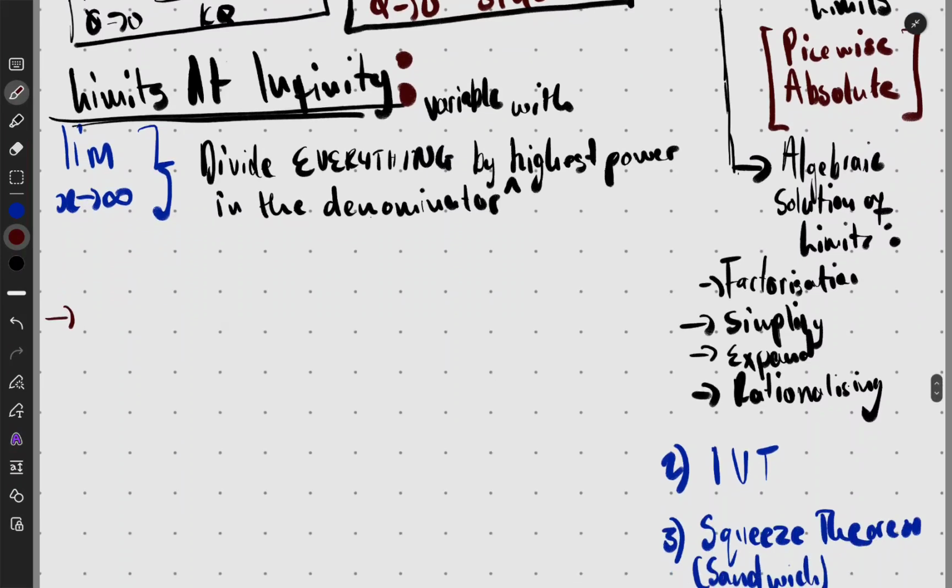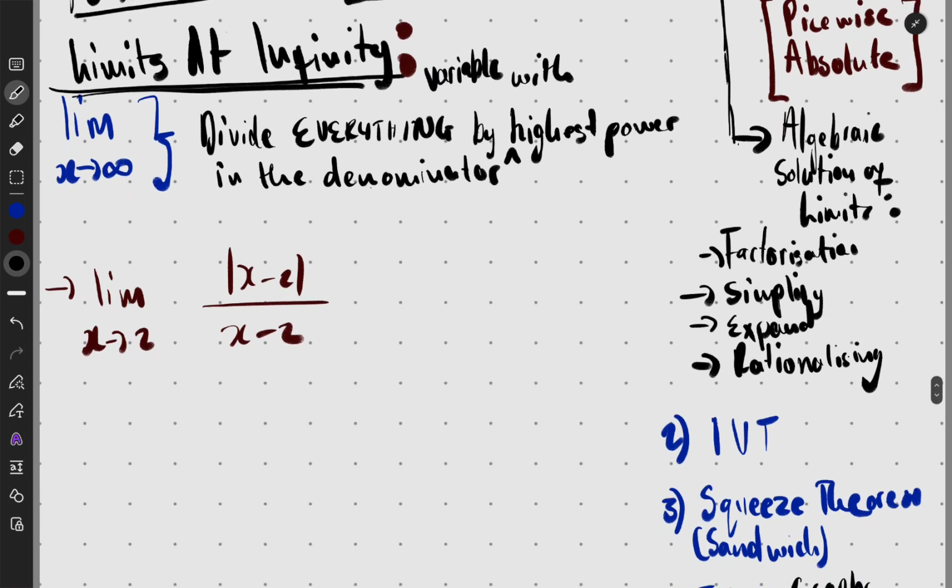So let's say you're going to get the limit as x approaches 2 of the modulus of x minus 2 over x minus 2. Now, how do you solve this one?